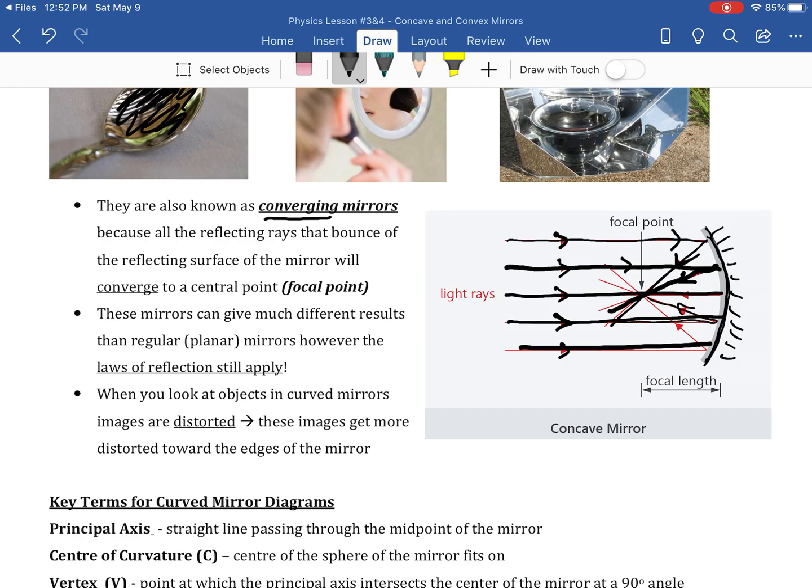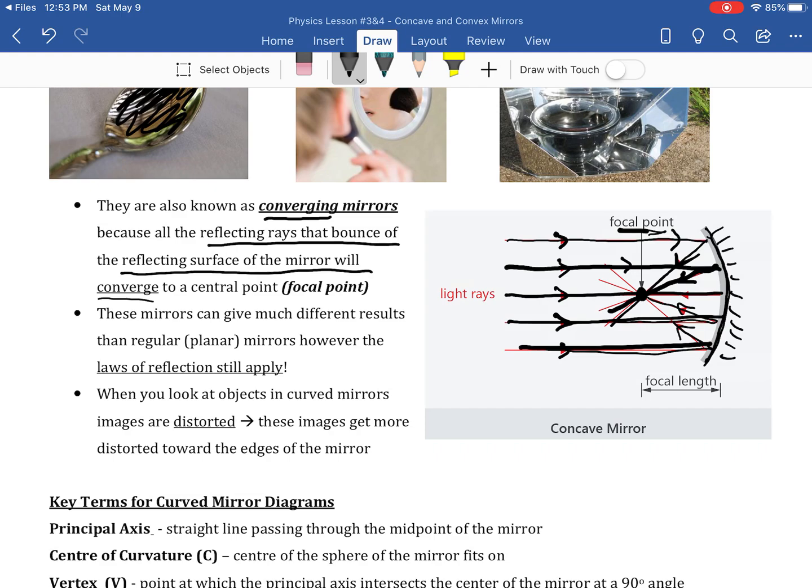Notice all the reflected rays go in towards the middle. So they converge onto one point, and this is the focal point. That's why they're also known as converging mirrors. So concave mirrors are also known as converging mirrors because all the reflected rays bounce off the reflecting surface of the mirror and converge to a central point, which is the focal point. They all meet. Converge means to meet.